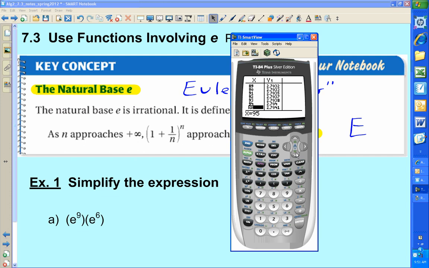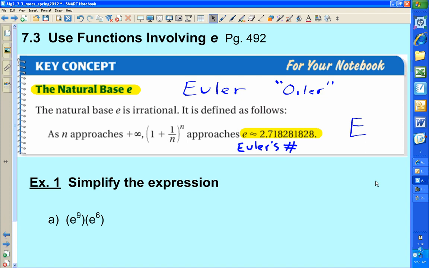What Euler decided to do was say, look, as n goes to infinity, in other words, you have 1 plus 1 over 10,000, raised to the 10,000th power, we're going to approach 2.71828, this irrational number. And that irrational number we're going to represent by this lowercase e, and we're going to call it Euler's number. So on your calculator, you should be able to take e raised to the power of 1, and you should be able to get this number.